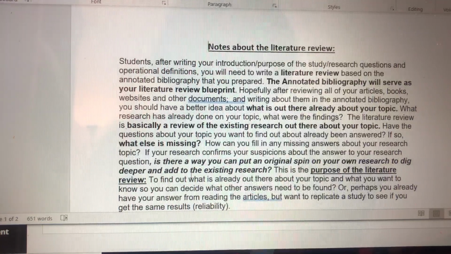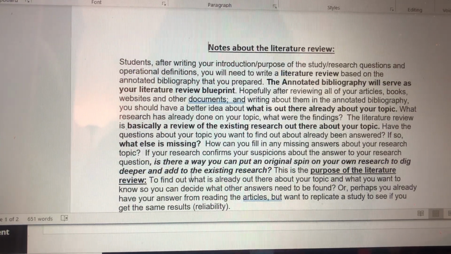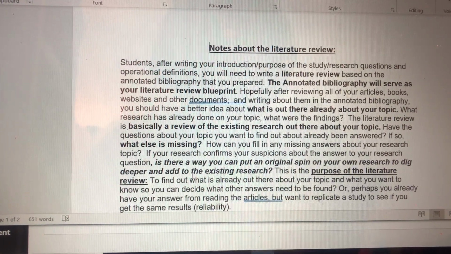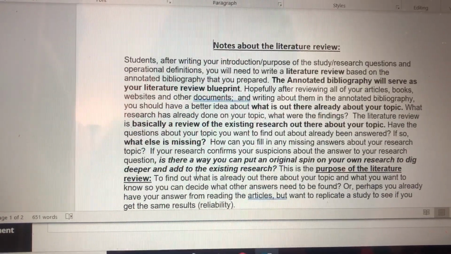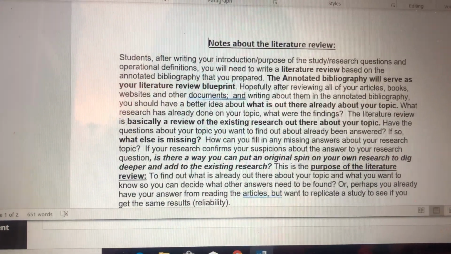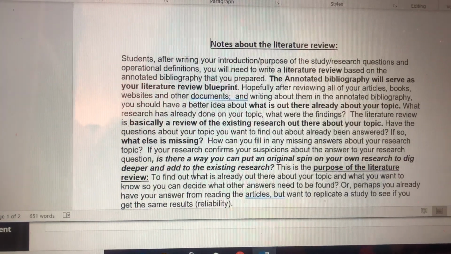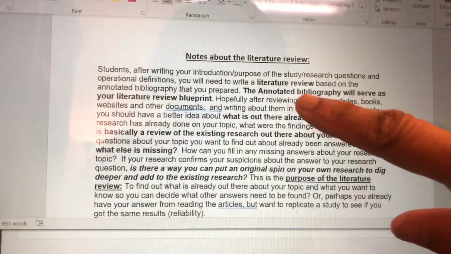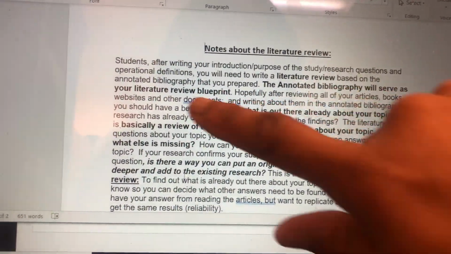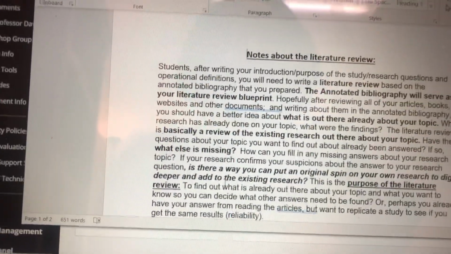I'm really big, for literature reviews, I'm really big on subtopics. Okay, I'm going to talk about that in a minute. But basically, let's look at this. Let's look at the highlighted, the bold part. The big reason on why I had you write the annotated bibliography. The annotated bibliography will serve as your literature review blueprint.